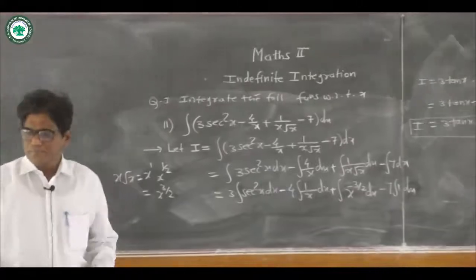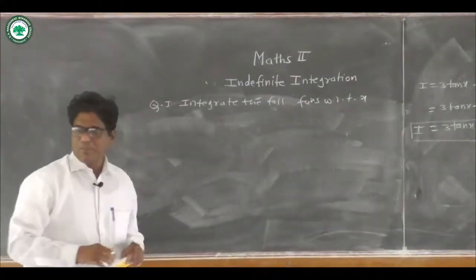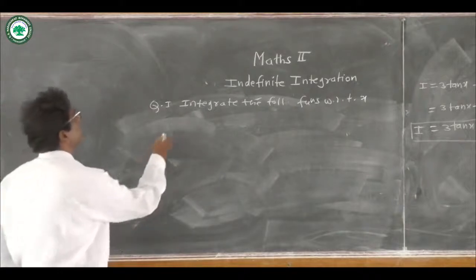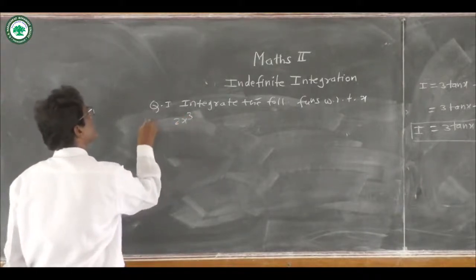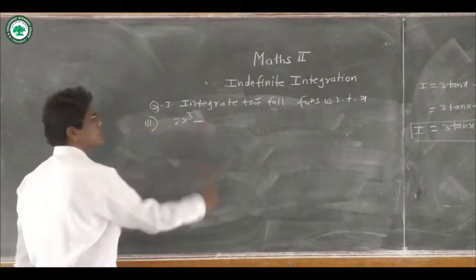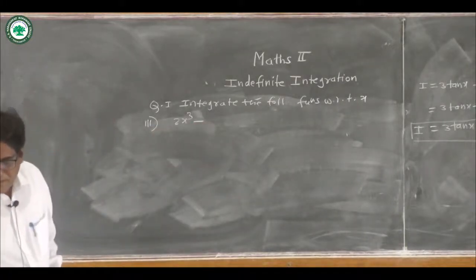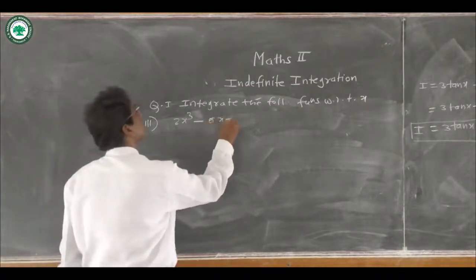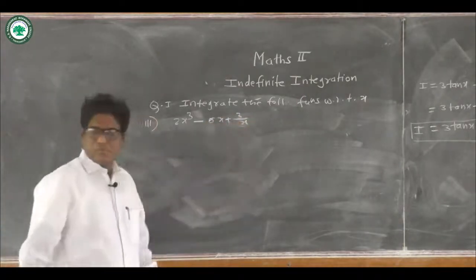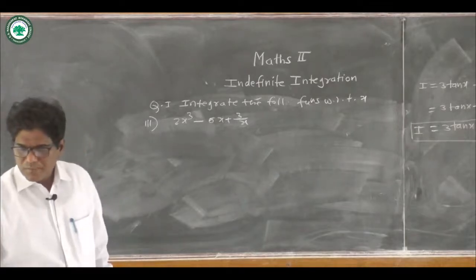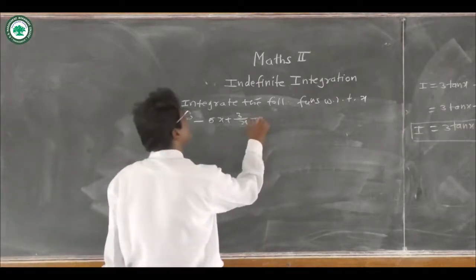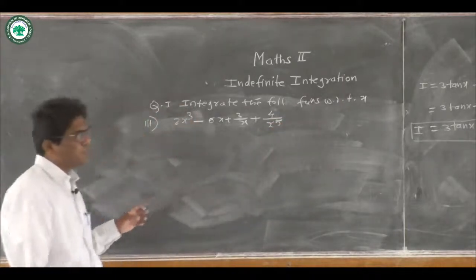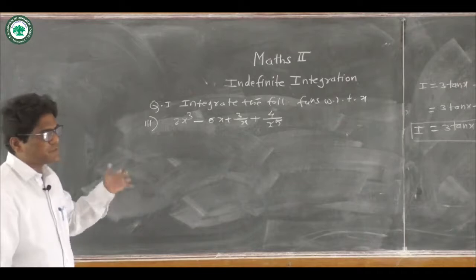Now the third problem: 2x cube minus 5x plus 3 upon x plus 4 upon x to the power 5. This is the problem. We have to integrate this with respect to x.